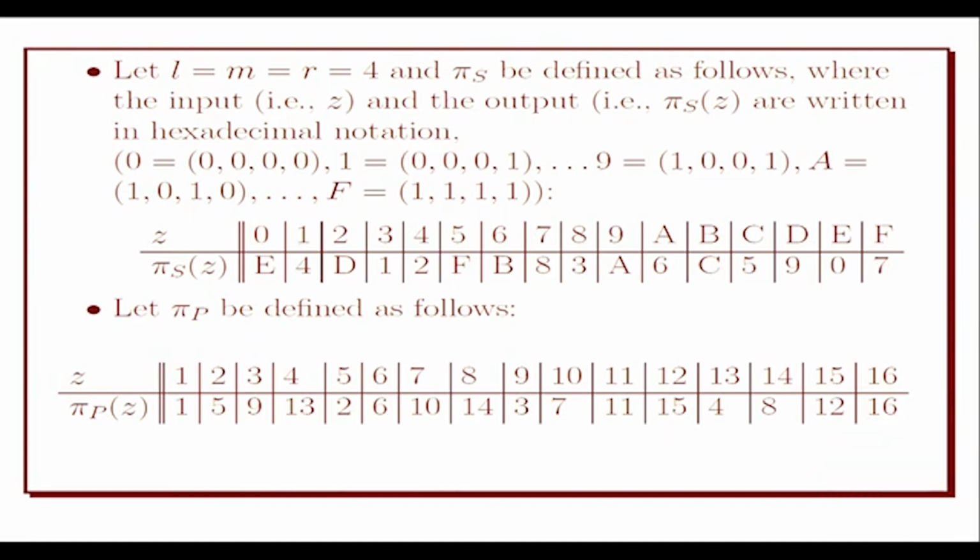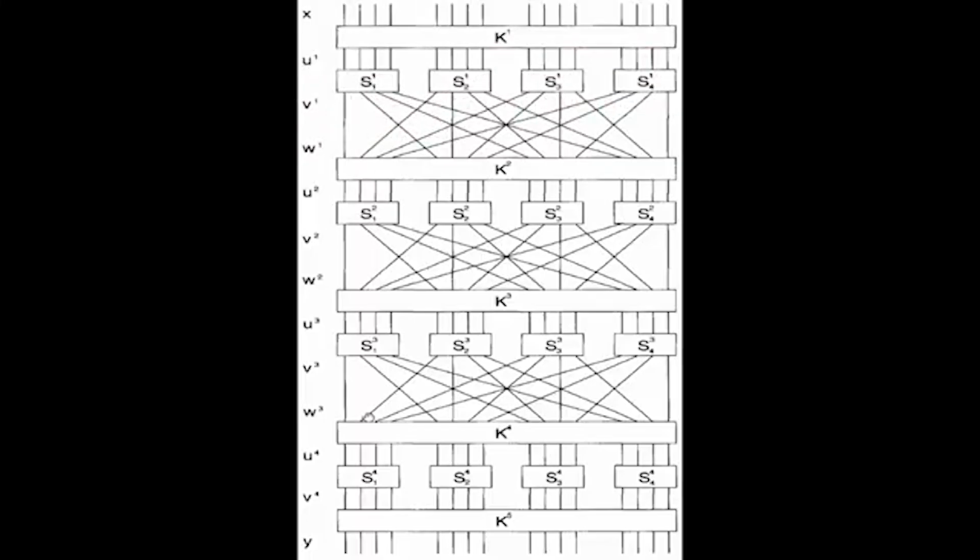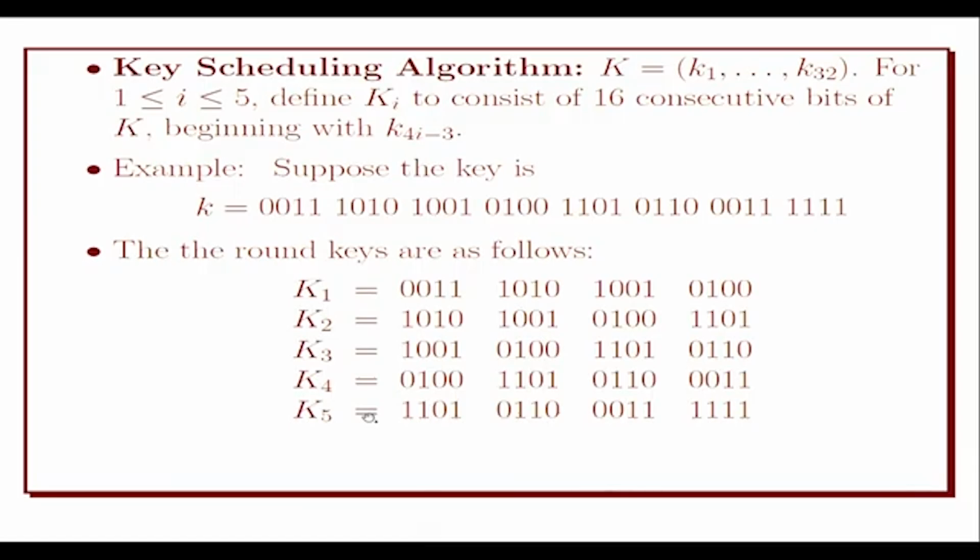So, this is the SPN network. Now, we will take some example of how it is working, and before that we discuss the key scheduling algorithm for this. In this case we need to have how many keys? We need to have 5 keys, K1 to K5, and suppose this is the secret key shared between Alice and Bob. The key scheduling algorithm is very straightforward, very simple for this cipher.